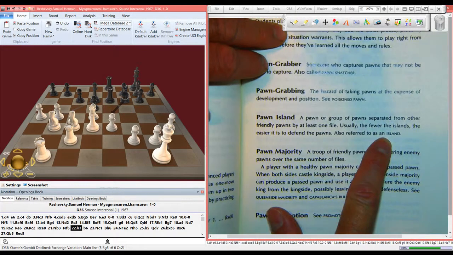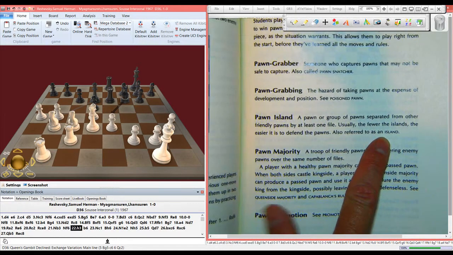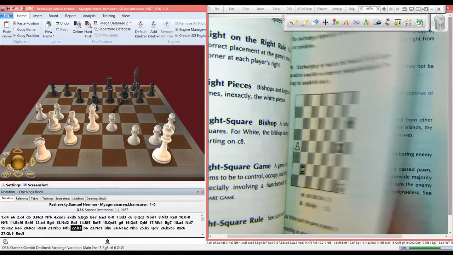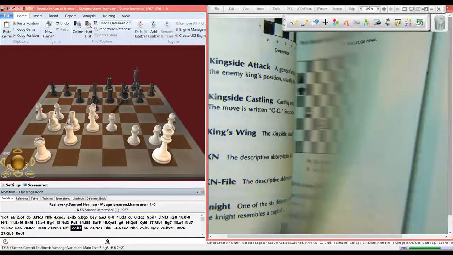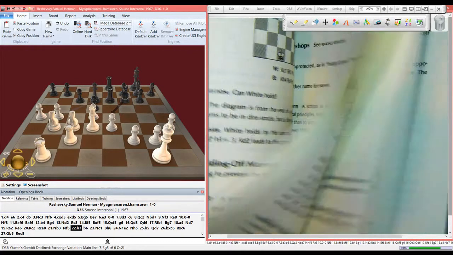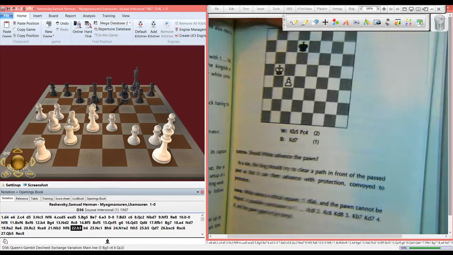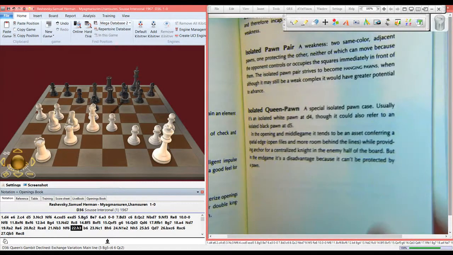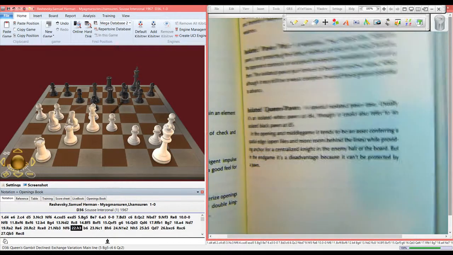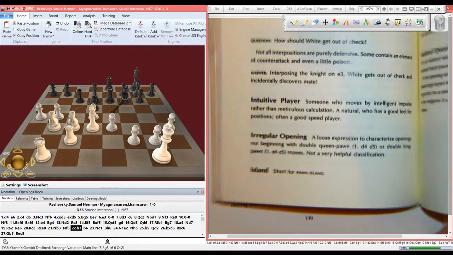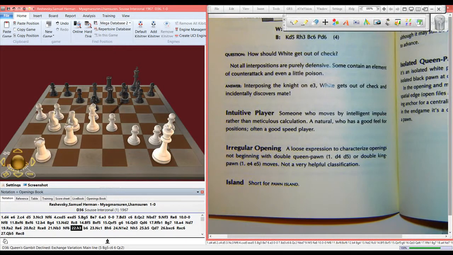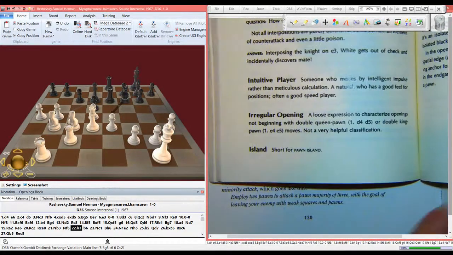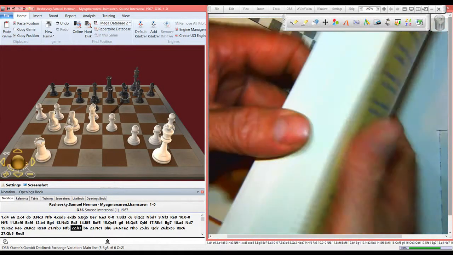You read that definition there. Usually the fewer the islands, the easier it is to defend the pawns. But it's a pawn or group of pawns separated from other pawns. Then we'll go ahead and find island in here. Hold on, give me a second. Gotta flip through some pages to get to it. Okay, and there it is, island. Let me put this up where you guys can see it. Short for pawn island. Right there, there you go.